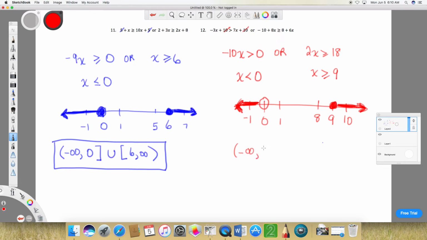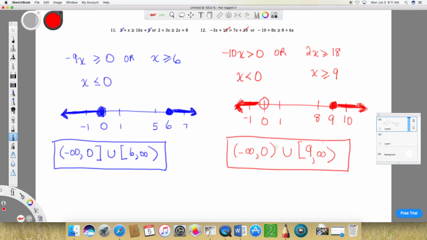And then up to 0, and I'm excluding that endpoint. And then I've got OR, and over here I'm including this endpoint, so I need a bracket, and the other arrow is shaded, so that's going out to positive infinity. So here's my solution set written in interval notation for this compound inequality.